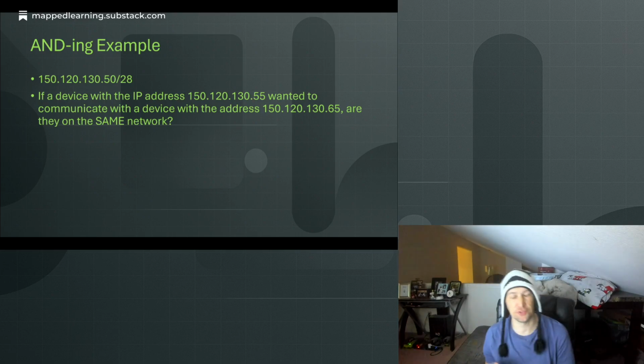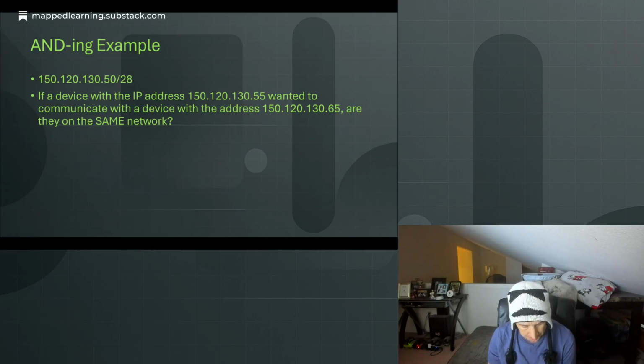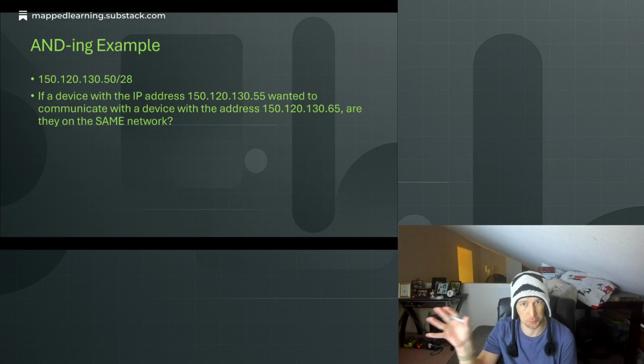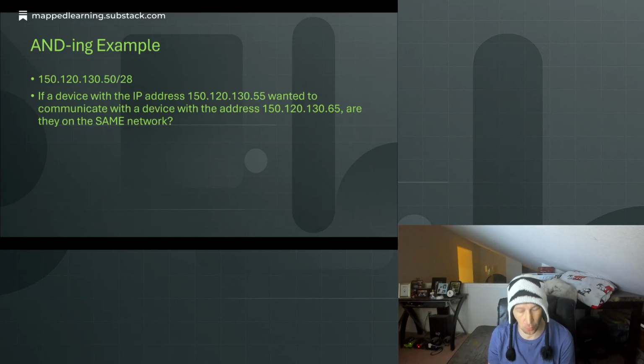Now, I pose this question for you viewers. If I have an IP address of 150.120.130.50/28. Okay, /28. So we are borrowing bits into the host network, or the host bits, and in this specific example, we're borrowing 4 bits. 24 plus 4 is 28.